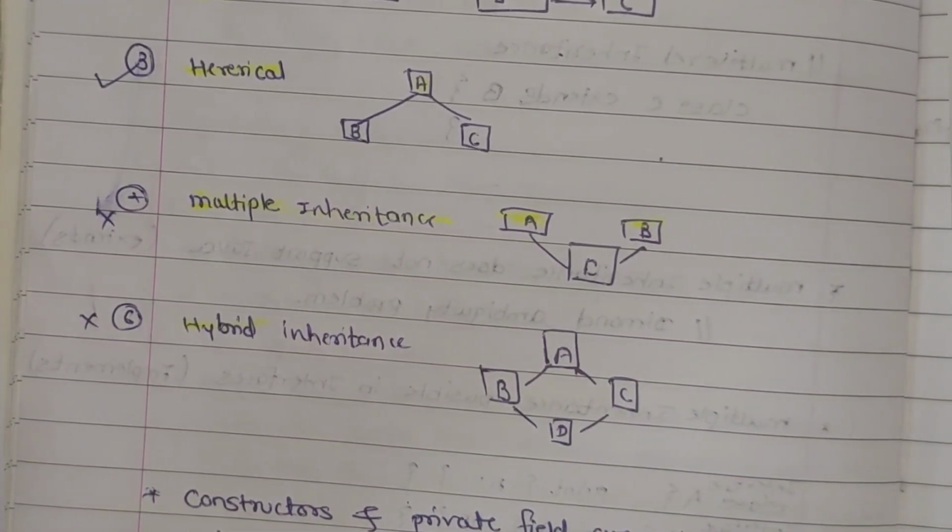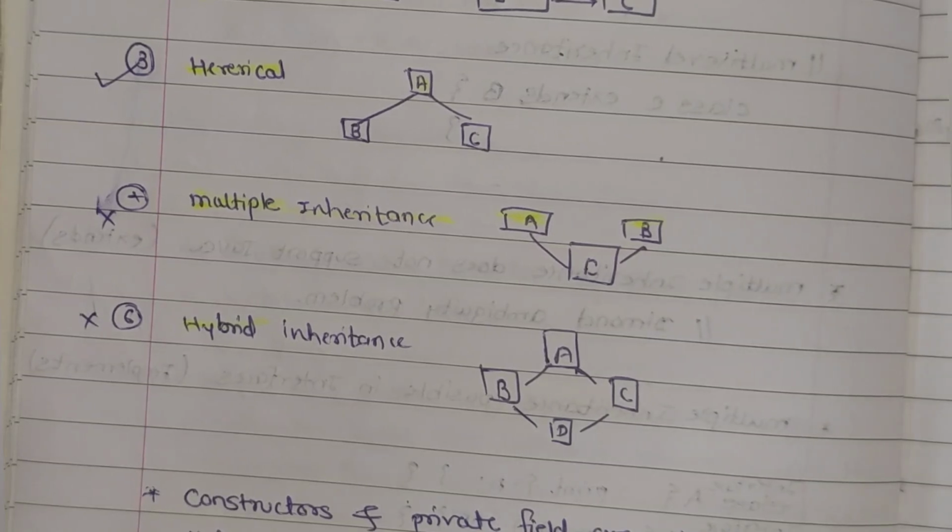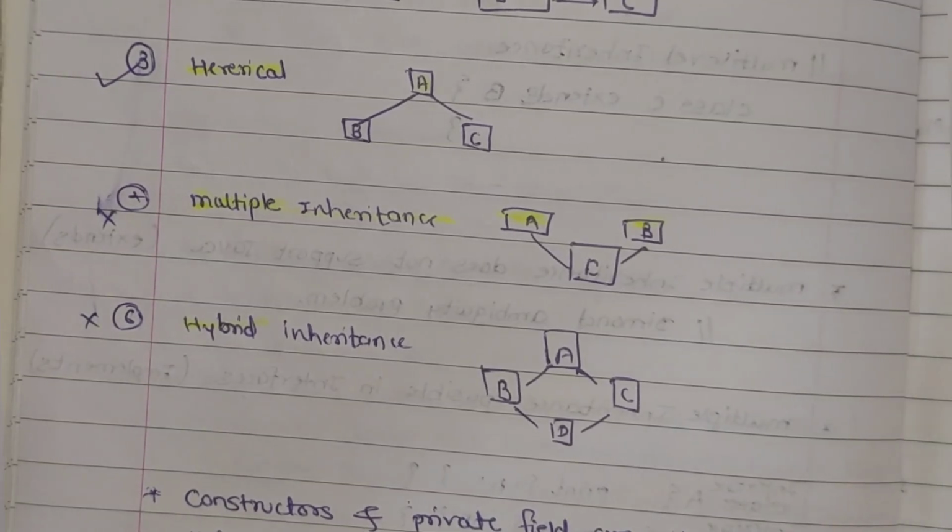So with classes, multiple inheritance is not possible, but with interfaces, we can create multiple inheritance. We can achieve multiple inheritance as well. That part we will discuss later. Let's talk about hybrid as well.